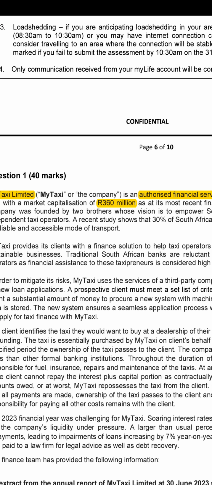I would say 30% of South Africans using a minibus taxi is quite a huge chunk of the population. And it's telling us that there are good long-term prospects for this. Definitely the current term is looking very good. Definitely there is a demand for this. Definitely there is a strength here. I would consider this to be a positive, right? Because it's showing 30%, and it says a recent study. So this isn't outdated information.